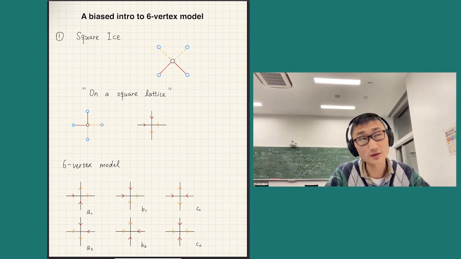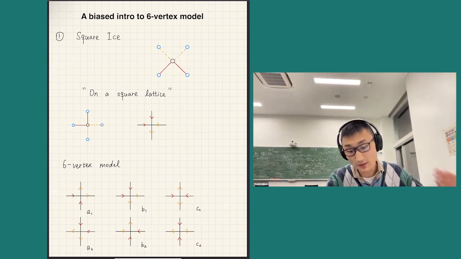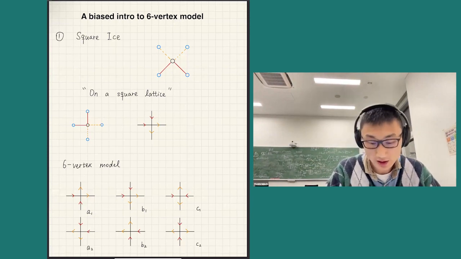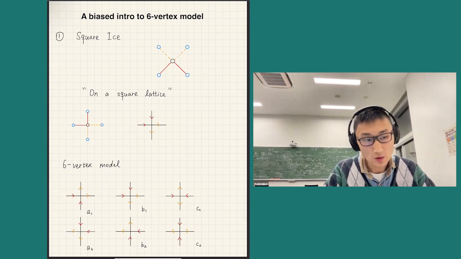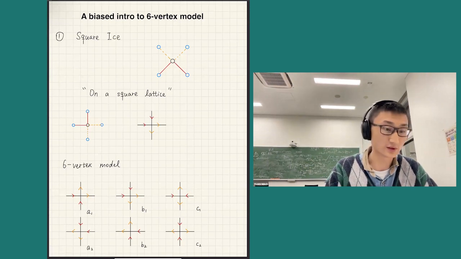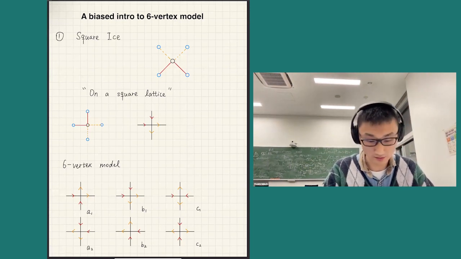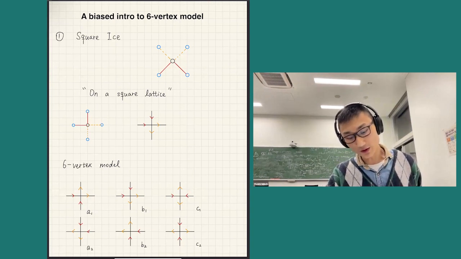And if you're interested in condensed matter physics, the Hamiltonian limit of the six-vertex model is the famous XXZ spin chain, where by using integrability you can solve many interesting physics of the quantum spin chain, which is the central topic of condensed matter physics.